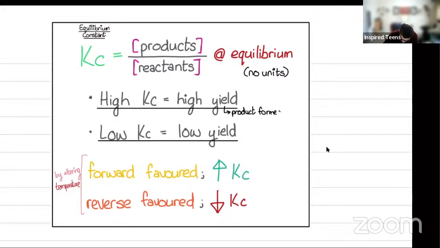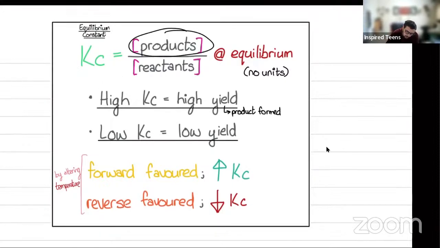Product formed. That's what yield tells us. It's the amount of product that we formed. So of course, a high Kc means that we have a high amount of products. And when you have a higher numerator compared to a denominator, that results in an overall higher value.